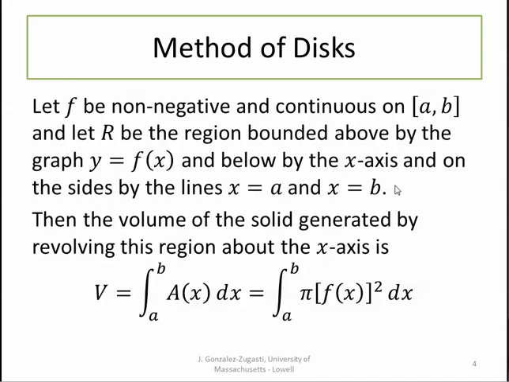So the method of disks says this: let f be a non-negative and continuous function on the interval [a, b], and let R be the region bounded above by the graph y equals f of x and below by the x-axis, and on the sides by the lines x equals a and x equals b. Then the volume of the solid generated by revolving this region about the x-axis is the definite integral from a to b of our area function, which is the definite integral from a to b of pi times our function squared.